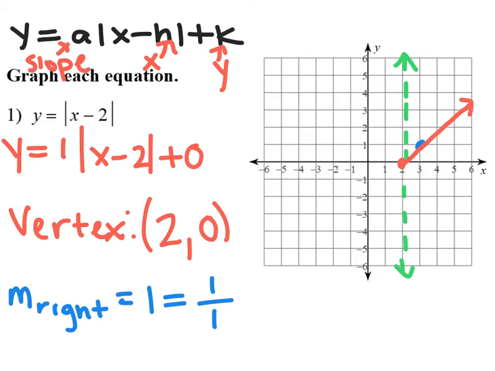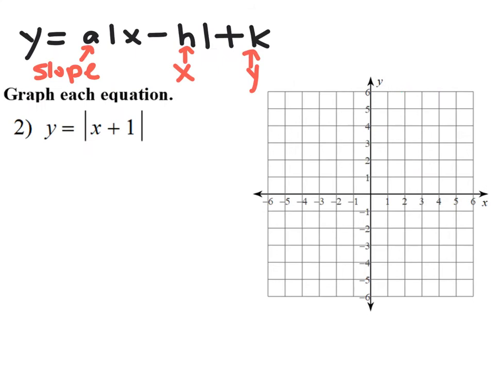Now the last step is to reflect this onto the other side of the equation over the axis of symmetry. So I can put my reflected point and draw in the left side of the function. Take a minute and try the next example on your own.